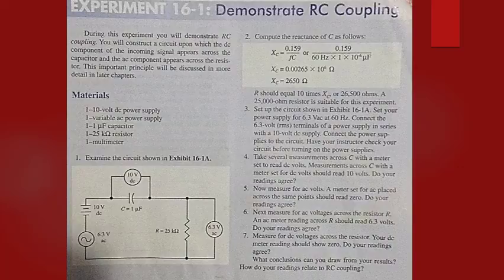Step 3 is to set up the circuit shown in Exhibit 16-1A and set your power supply for 6.3 volts AC at 60 Hertz. Connect the 6.3 volts RMS terminals of a power supply in series with a 10 volt DC supply. Connect the power supplies to the circuit and have your instructor check your circuit before turning on the power supplies.